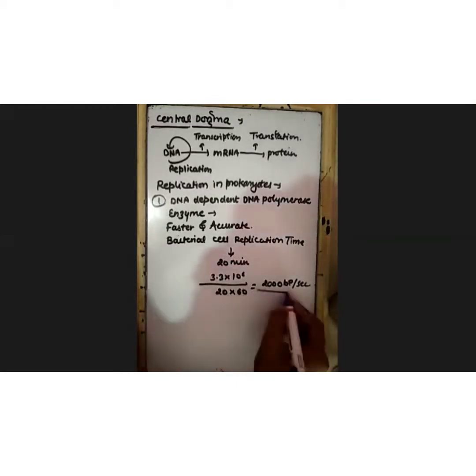So it is much faster because we have a long DNA. The eukaryotes and prokaryotes have long DNA, and to polymerize the long DNA we need an enzyme that is much faster and much more accurate. So the DNA dependent DNA polymerase is the enzyme which is faster. It polymerizes the reaction at a rate of more than 2000 base pairs per second.